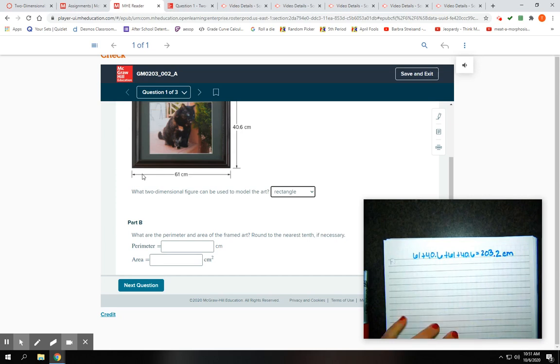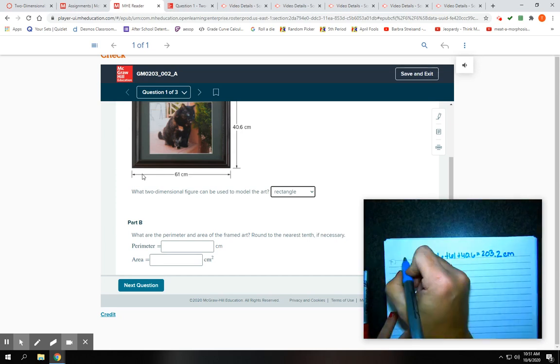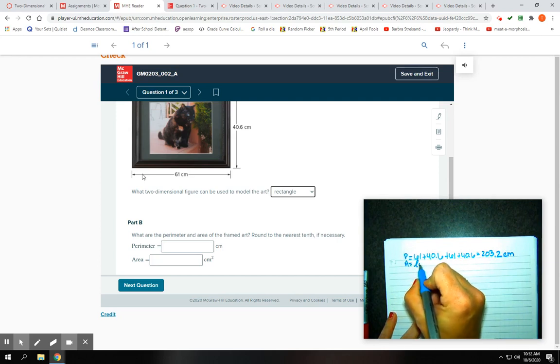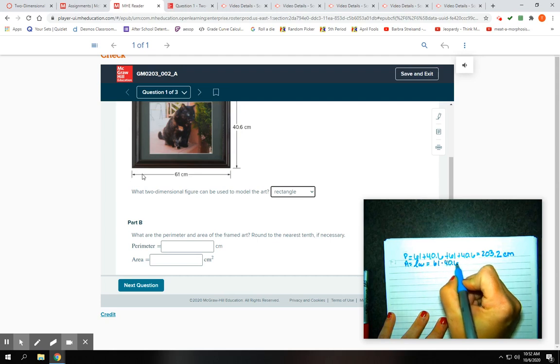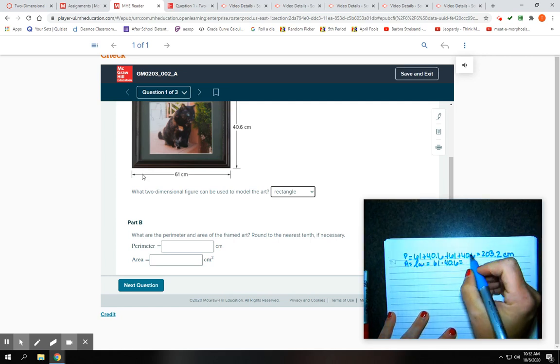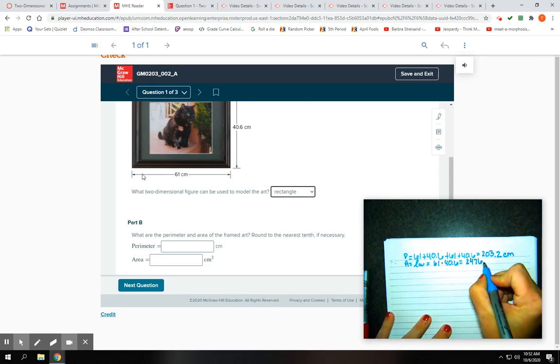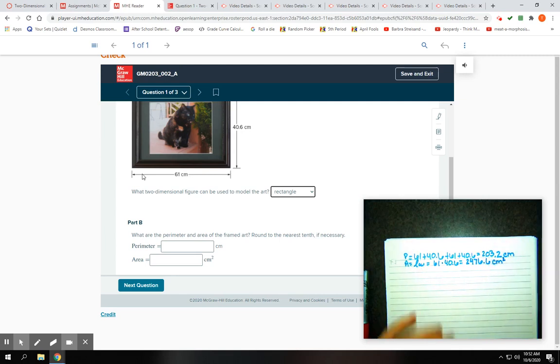Then for the area, remember that is length times width, right? Length times width, which in this case is 61 times 40.6. I am using my calculator because I am not good at multiplying those big of numbers in my head. 2,476.6 centimeters. And remember that it is squared because it is area. Area is always units squared.